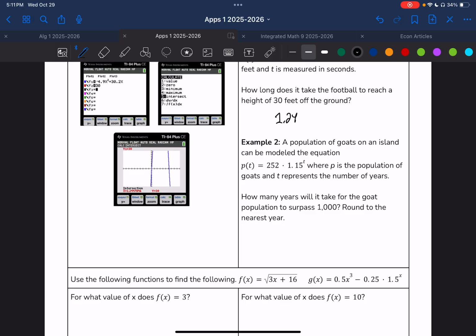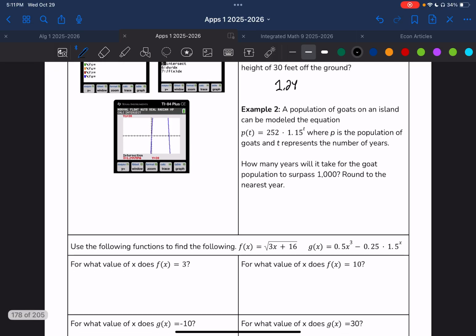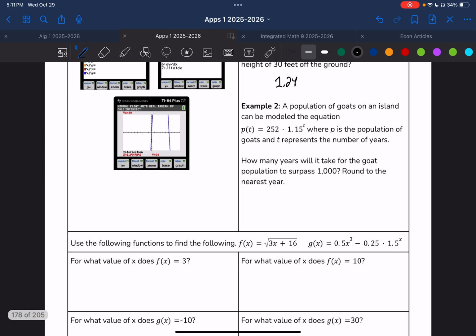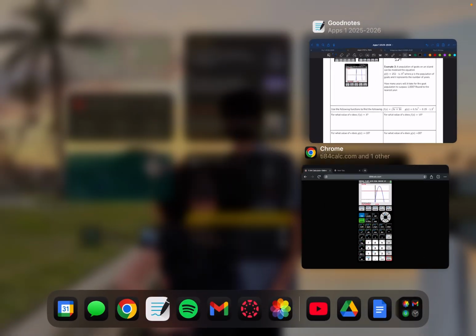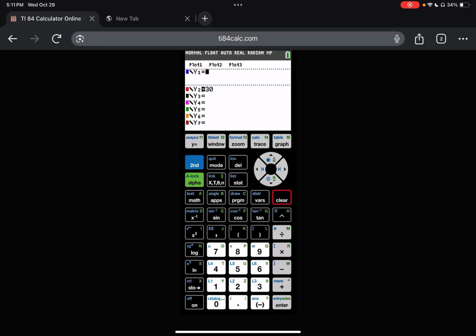Okay, now we have a goat population on an island that can be modeled by the equation 252 times 1.15 to the t. I'm trying to figure out how long it will take the population to surpass 1,000. So this is one where we can go here, 252 times 1.15 to the x. We put 1,000 here.